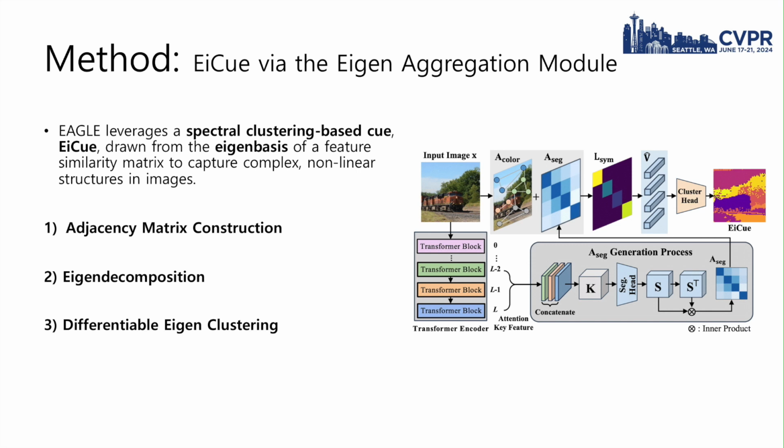Intuition tells us that the semantically plausible object-level segments are groups of pixels precisely capturing the object structure, even under complex structural variants. From this realization, our model first aims to derive a strong yet simple semantic structural cue, namely IQ, which is drawn from the eigenbasis of a feature similarity matrix to capture complex and nonlinear structures in images. We follow three main steps to build IQ. First, we form an adjacency matrix and construct a graph Laplacian, perform the eigendecomposition on the Laplacian matrix to derive the eigenbasis, and finally cluster eigenvectors in a differentiable manner.